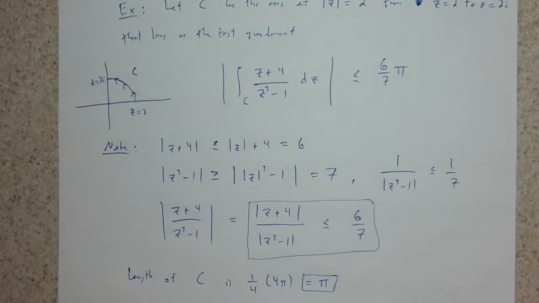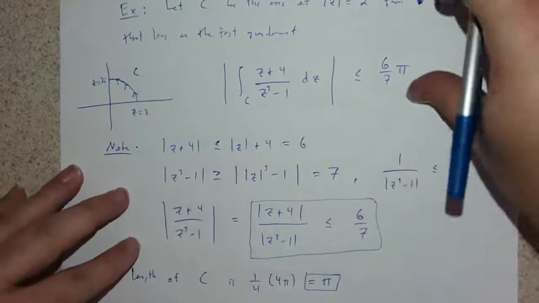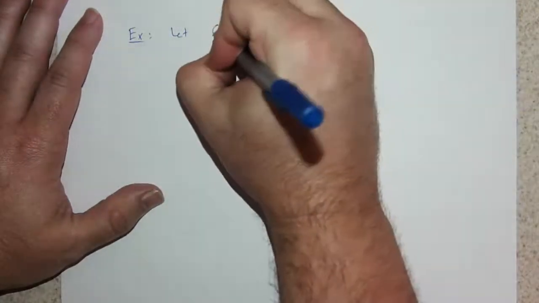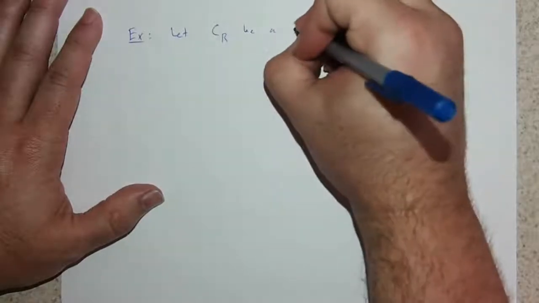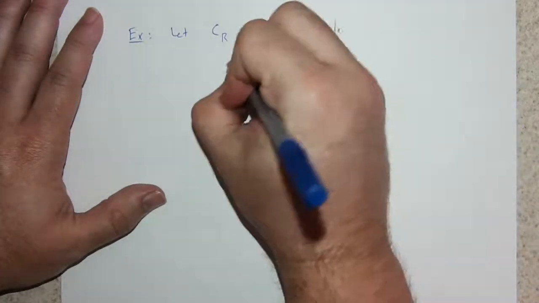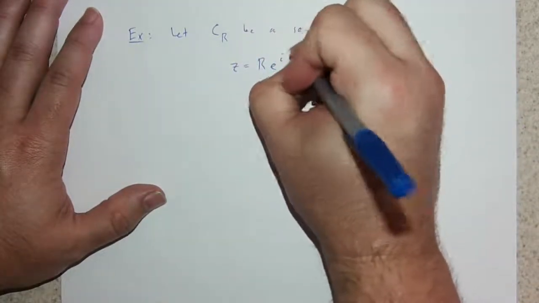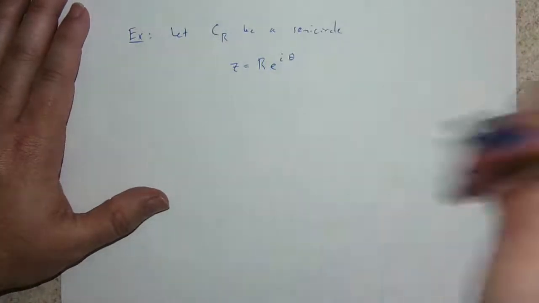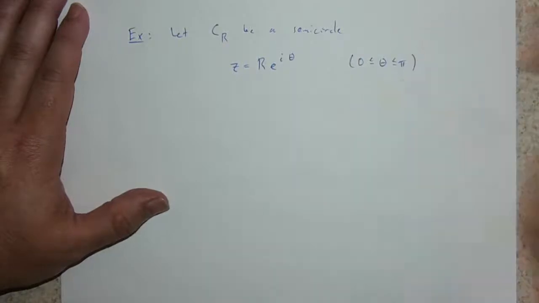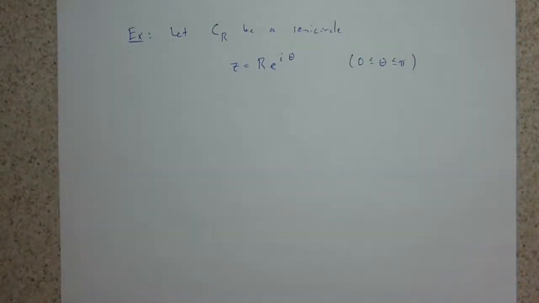All right, let's do one more. Okay, so here's another example. Let C sub r be a semicircle, that is z equals r e to the i theta, where theta is between, say, 0 and pi. So it's a semicircle of some radius.